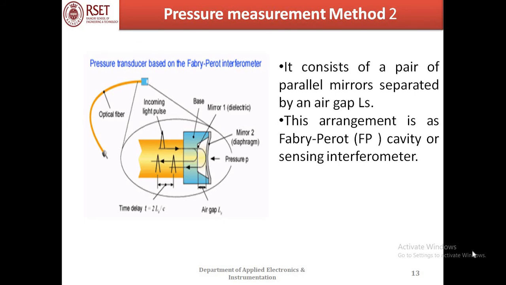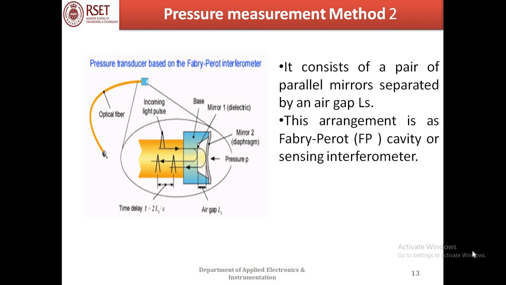The next method of pressure measurement is using a Fabry-Perot interferometer. It consists of a pair of parallel mirrors separated by an air gap LS. Such an arrangement with the two parallel mirrors separated by an air gap LS is known as a Fabry-Perot cavity or the sensing interferometer.